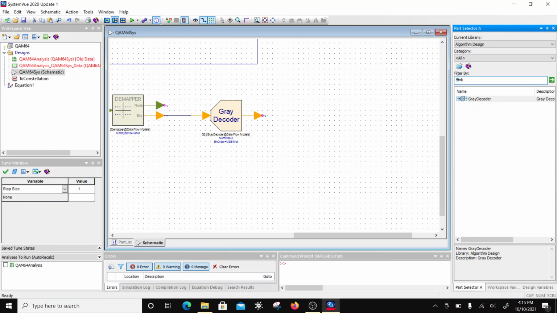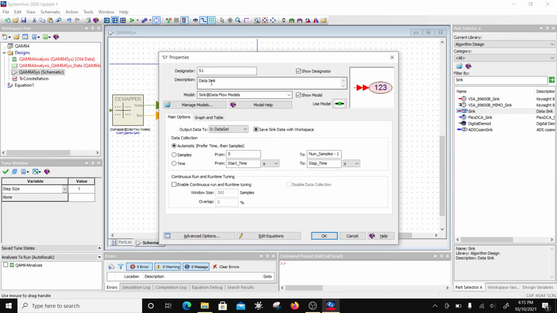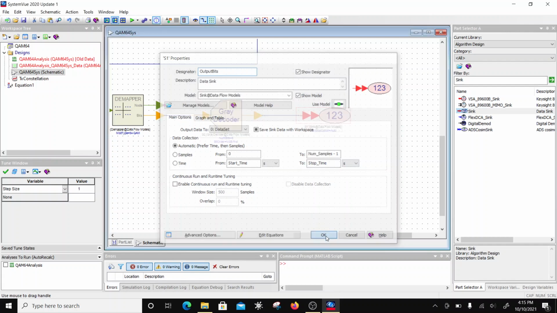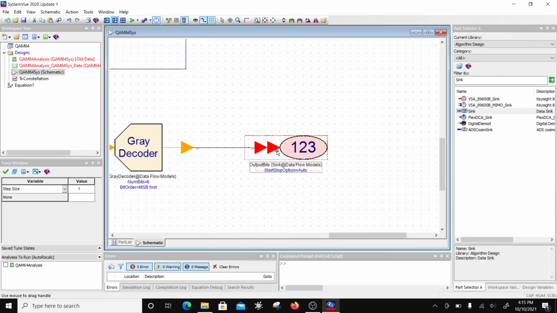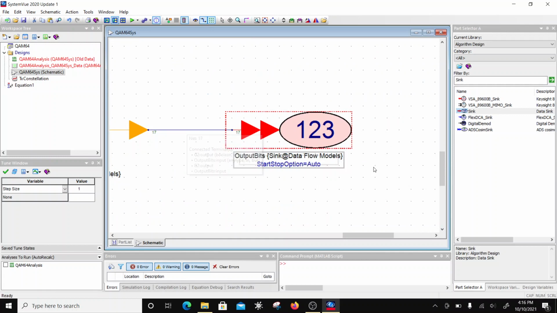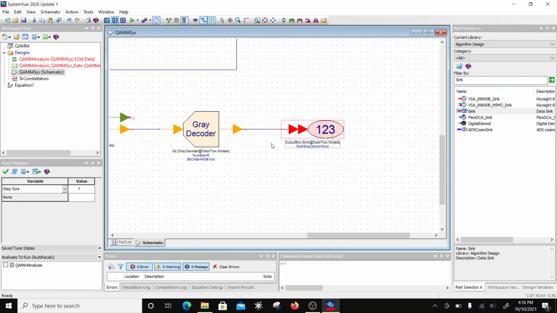So I will put sink, and here I am going to put RX bits, right? Or you can say this is going to be output bits. I think output bits is already named, or what? Let me see what is the name here. This is called TX bits. That's fine. So this is your output bit after demodulation, and that's it.